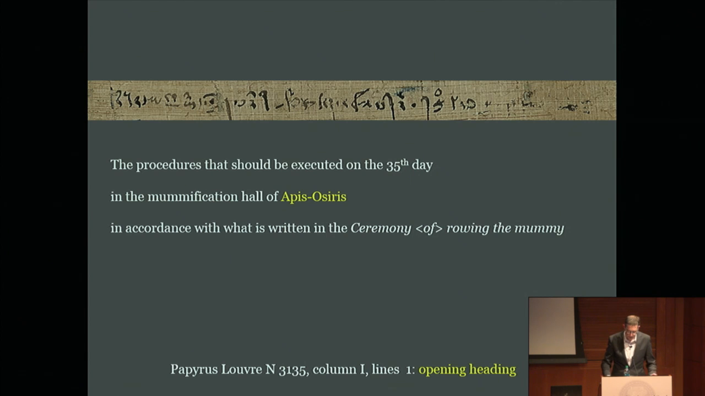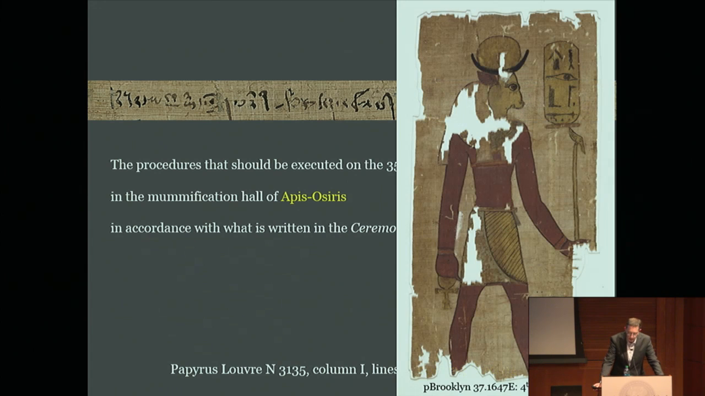This insight helps to explain the reference to the mummification hall of Apis Osiris. Apis Osiris is the local form of the god Osiris in Memphis, the ancient capital of Egypt, more or less where Cairo is nowadays, and the location of the famous Serapeum. The authoritative source text may originally well have been used in the Goyak rituals of Apis Osiris in Memphis.